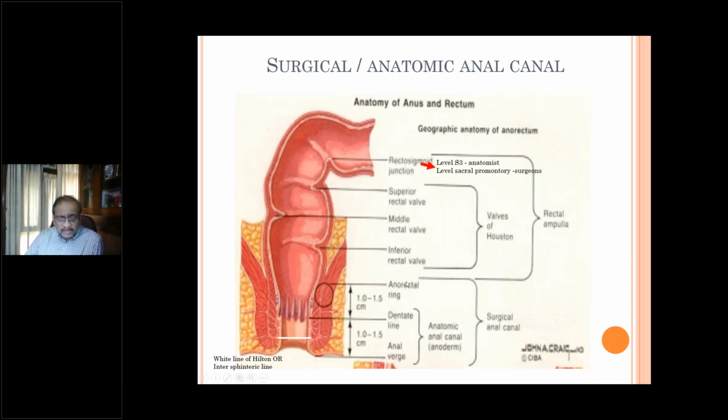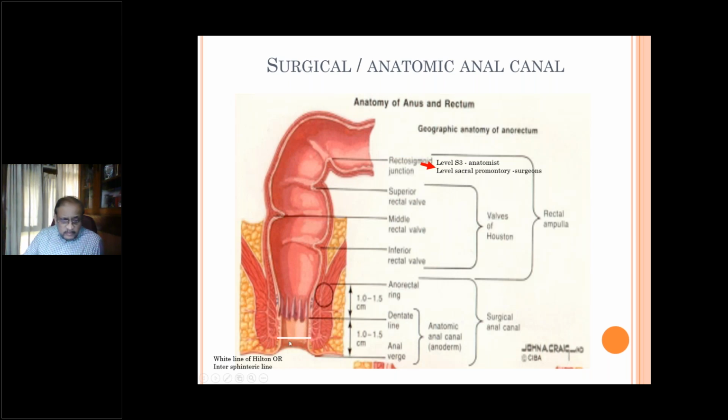Now, this is the part up to here, the surgical anal canal. If you look at the anatomical anal canal, it is only from the dentate line downwards. So this is roughly one-third, two-thirds, and that varies from person to person. So this whole thing is the surgical anal canal, and this part is the anatomical anal canal.